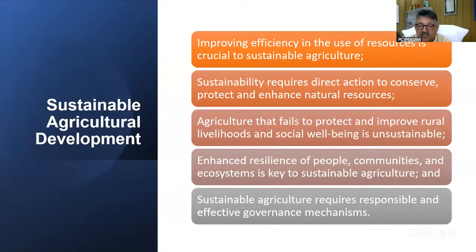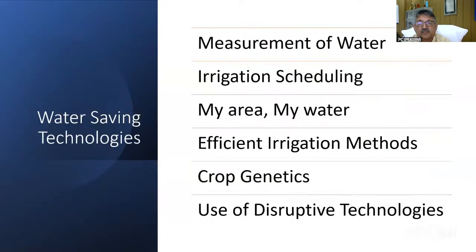So we require responsible and effective governance mechanisms. We require enhanced resilience of people, communities, and ecosystems. And of course, agriculture that fails to protect and improve rural livelihoods and social well-being is unsustainable. And of course, this can be achieved only by sustainability, by direct action to conserve, protect, and enhance the natural resources.